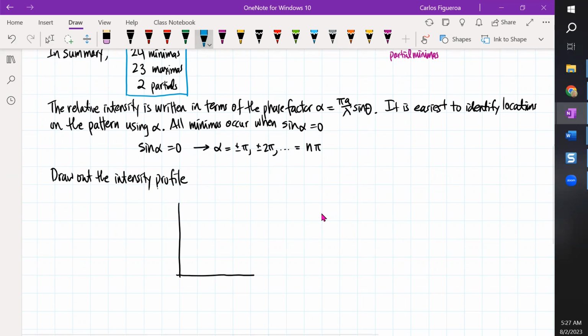So I'm going to have my central max. Then I got to go out to 12. So that means I'm going to go 1, 2, 3, and then I'm going to stop here, and then I'm going to go all the way out to the 12th, and then I have a partial right there. So let's start labeling these guys.